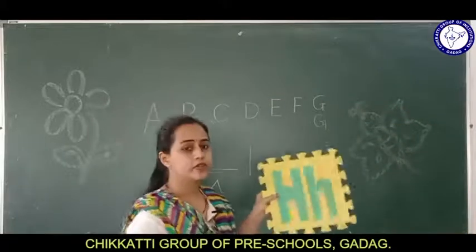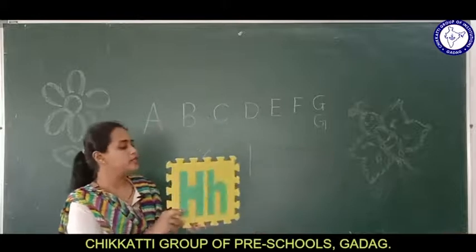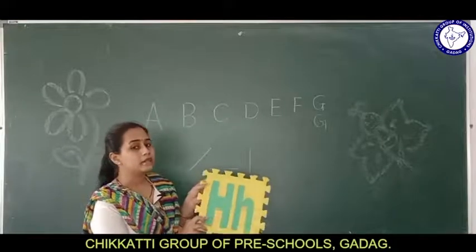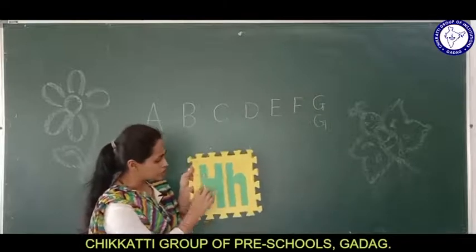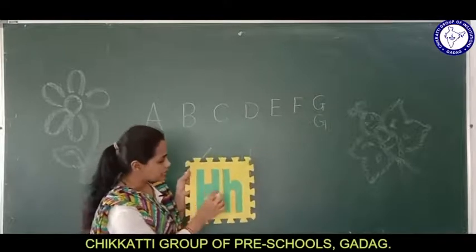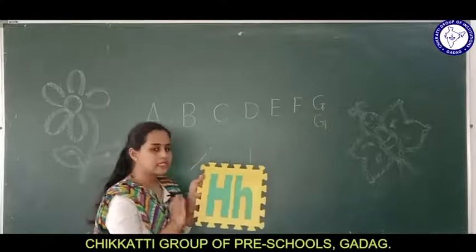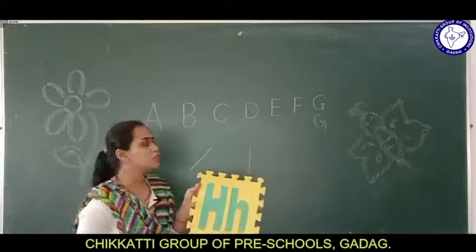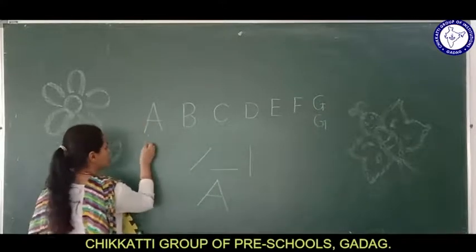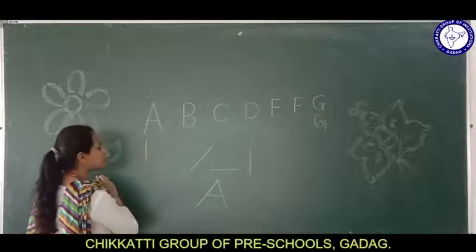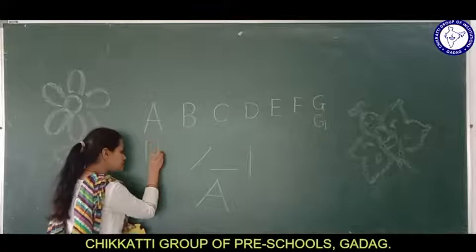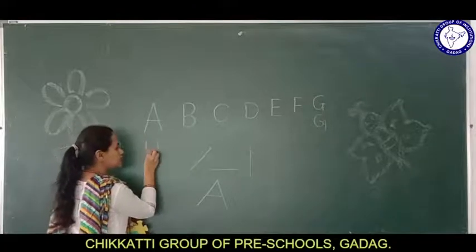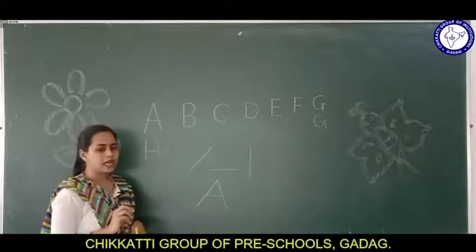So what is this? It's the alphabet H. So how to write H? Standing line, sleeping line, again standing line, right? So H. What? Standing line. Can you tell me how to write? Standing line, in the middle, sleeping line, right?